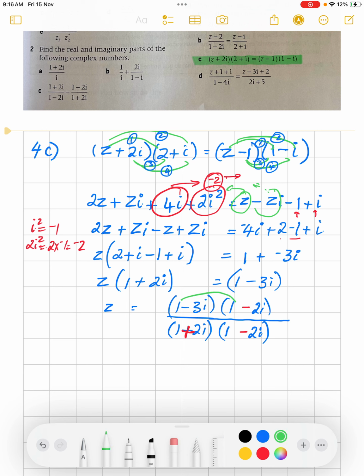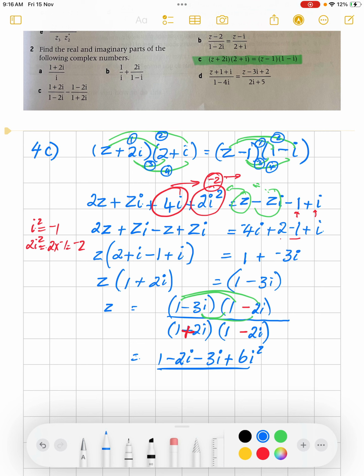So what have we got? We've got 1 times 1 is 1. 1 times negative 2i is negative 2i. Negative 3i times 1 is negative 3i. And negative 3i times negative 2i is positive 6i squared.